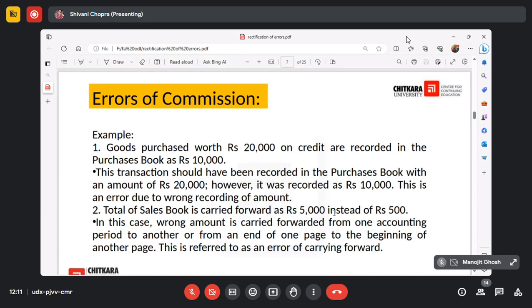So both of these transactions indicate that there is some sort of wrong entry made right at the time of recording of the transaction. In the second case, wrong amount is carried forward from one accounting period to another one and from one end of the page to the beginning of another page. This is also referred to as error of carrying forward.